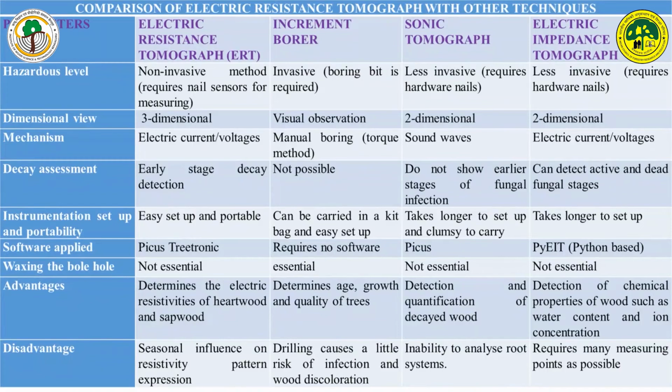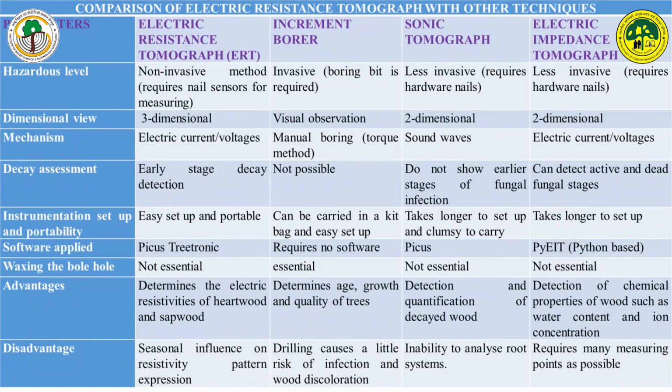If you see the disadvantage, the only thing is a slight seasonal influence may be there, but that is not so much varying or impacting our hardwood estimation, because when we estimate the hardwood or sapwood content, even an accuracy of 80 to 90% is more than enough. We don't need 100% accuracy in this. And here drilling causes little risk and infection of wood, and wood discoloration happens. There is inability to analyze the root systems, and it requires as many measuring points as possible.